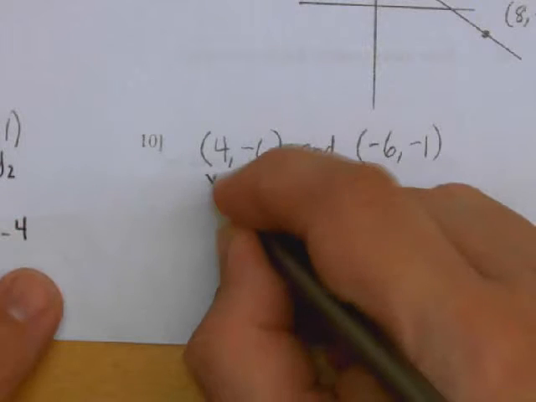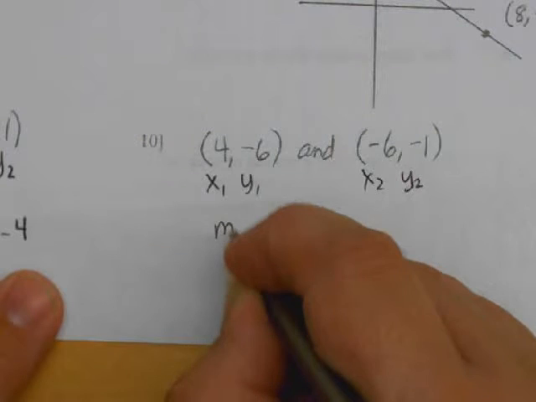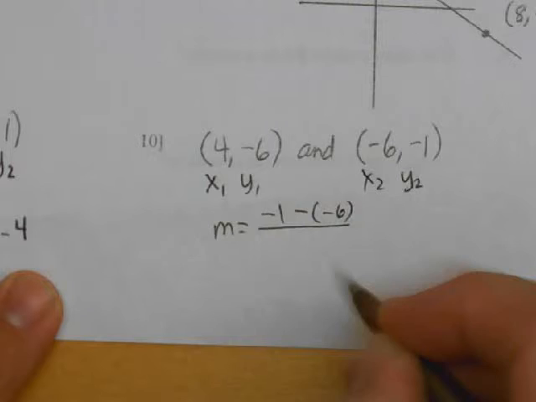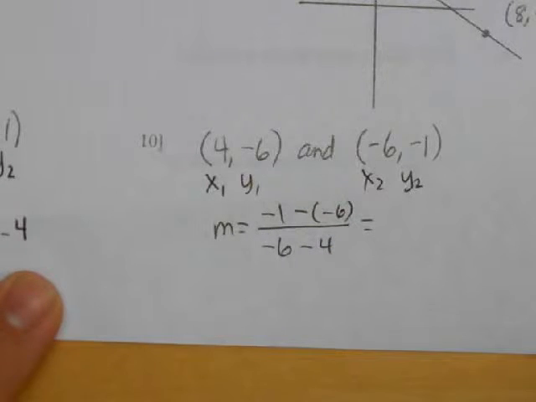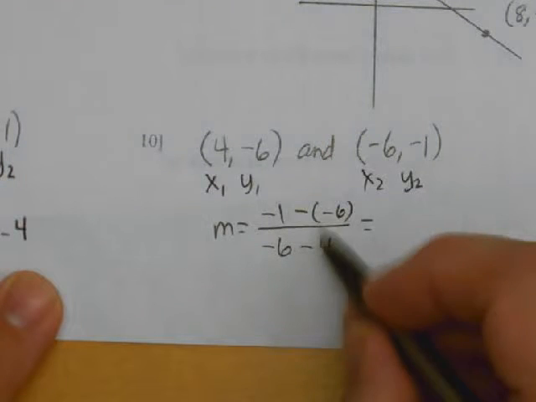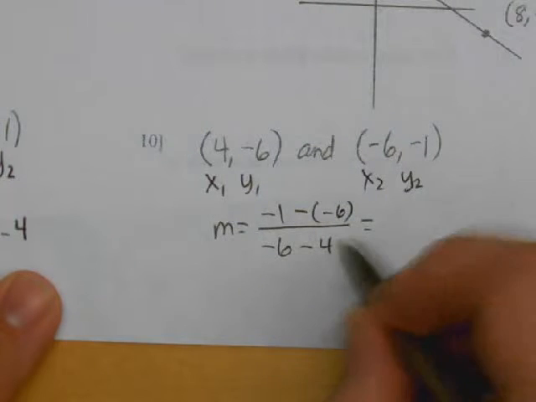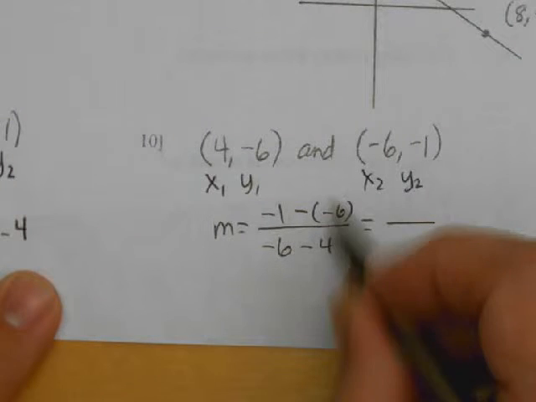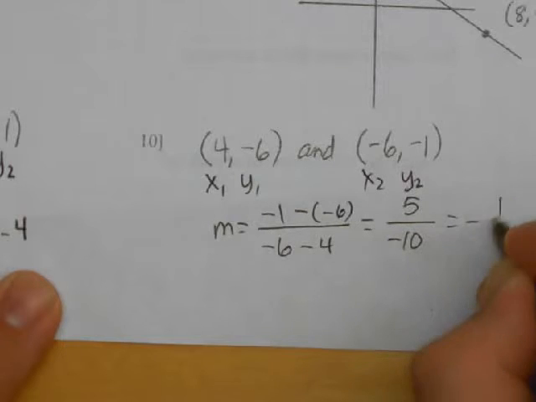Okay, we'll do something similar for number 10. We'll first find the slope. Negative 1 minus negative 6 on the top, and negative 6 minus 4 on the bottom. Be careful with these subtractions because I've found that a lot of students make mistakes here. So go ahead and type it in the calculator as you see it, one part of the fraction at a time. Don't try to divide them at the same time. So we get 5 over negative 10, which is negative 1/2.